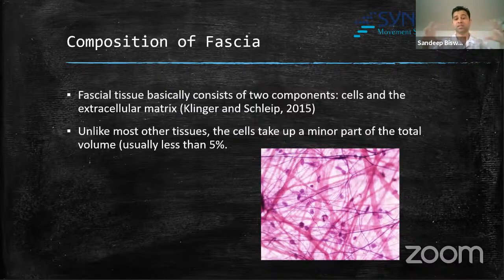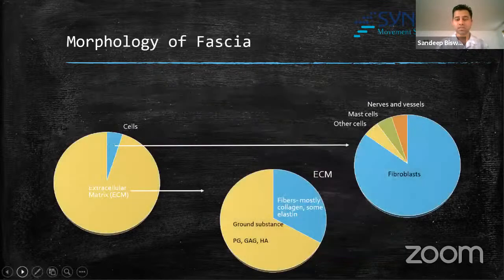Can you imagine such an extensive tissue connecting everything in your body? And I have been bragging all about it, that it does this, it does this, it has so much function, and it's just formed by 5% cells, and the rest is all extracellular matrix. Now you'll understand why that happens in your body. So let's dig in a little bit deeper and understand what this extracellular matrix means and what kind of cells the fascia has.